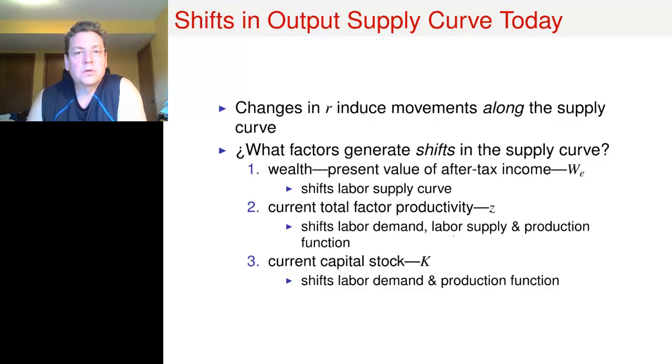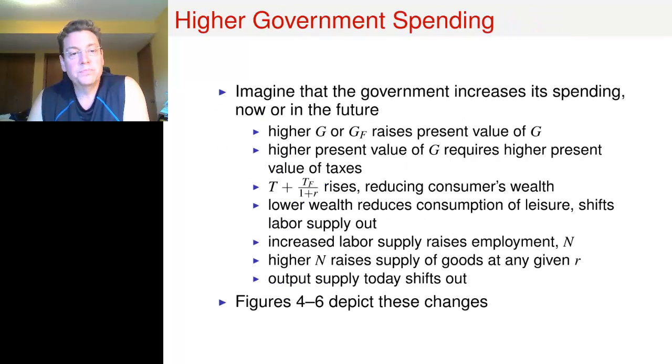The second is current productivity. So changes in total factor productivity are going to affect the demand for labor, the supply of labor, and the position of the production function. And third is the current capital stock, which will have an effect on the demand for labor as well as the position of the production function.